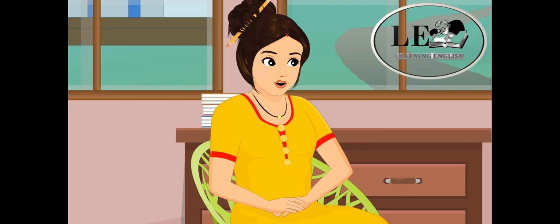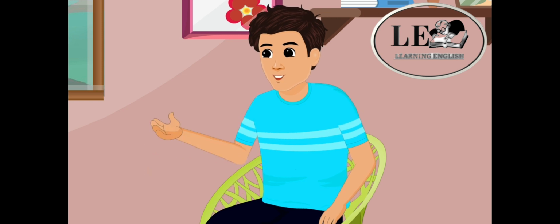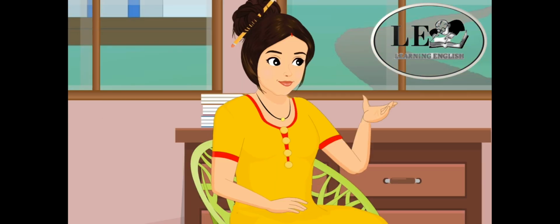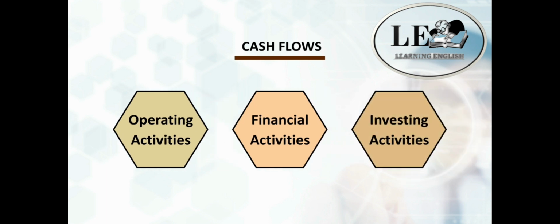Definitely. Let's learn more about the statement of cash flows. Does cash flows also consist of many parts, Divya ma'am? Yes, it does. Cash flows consist of 3 parts: cash flows from operating activities, cash flows from financing activities, and cash flows from investing activities. Let's look at each of them to check how they work.